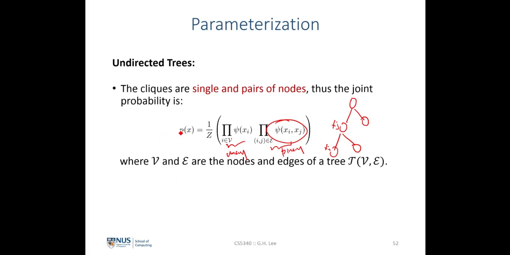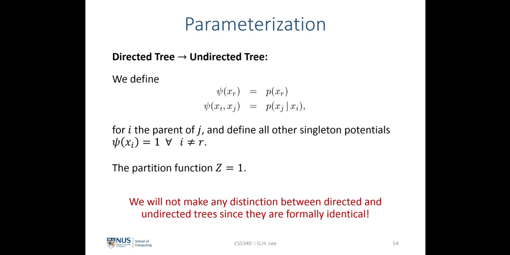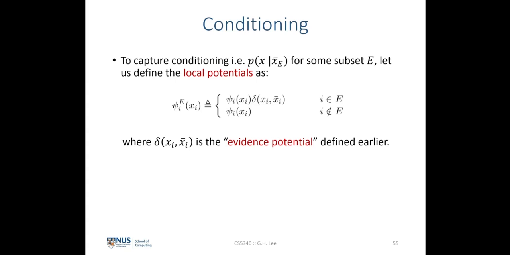So we'll do the analysis of our algorithm, the belief propagation or sum-product algorithm, by focusing on the general form on undirected trees. Since there's no difference between a directed tree and an undirected tree, we'll not make any distinction between the two in our discussion of the sum-product or belief propagation algorithm. Here, we'll also make use of the conditioning trick, the marginalization trick, by introducing the evidence potential to make the mathematics and the algorithm elegant.